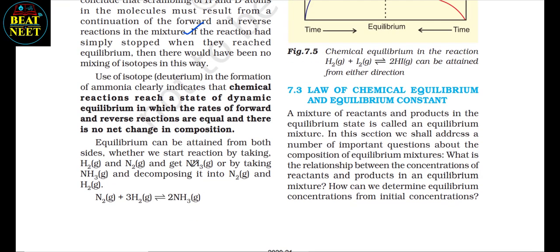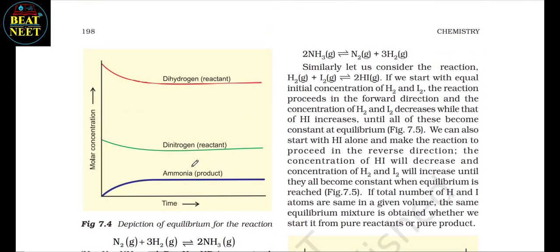N2 plus 3H2 gives 2NH3. 2NH3 gives N2 plus 3H2. Similarly, let us consider the reaction H2 plus I2 gives 2HI, and if we start with equal initial concentrations of H2 and I2, the reaction proceeds in the forward direction and the concentrations of H2 and I2 decrease while that of HI increases until all of these become constant at equilibrium, figure 7.5.